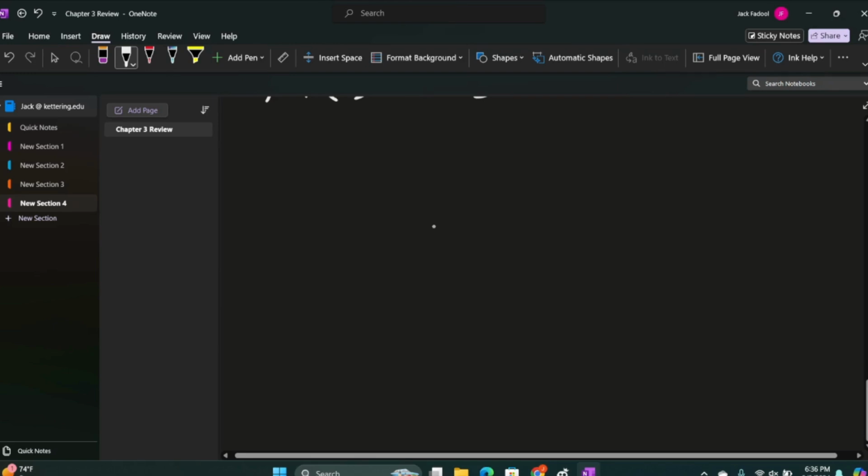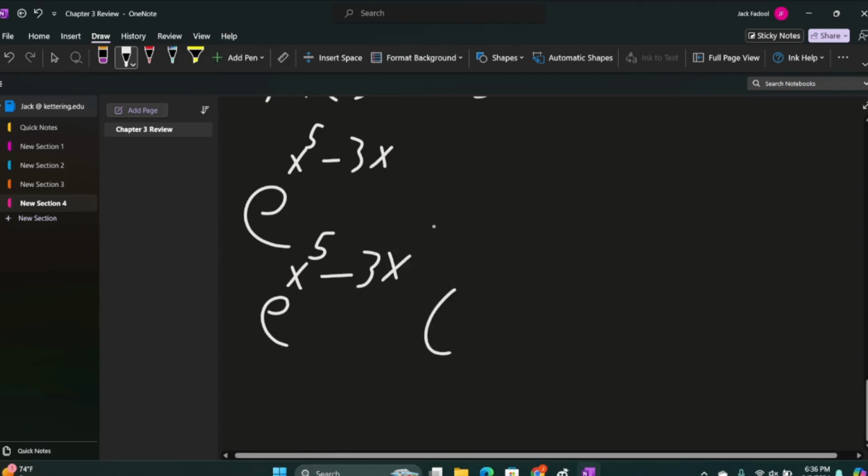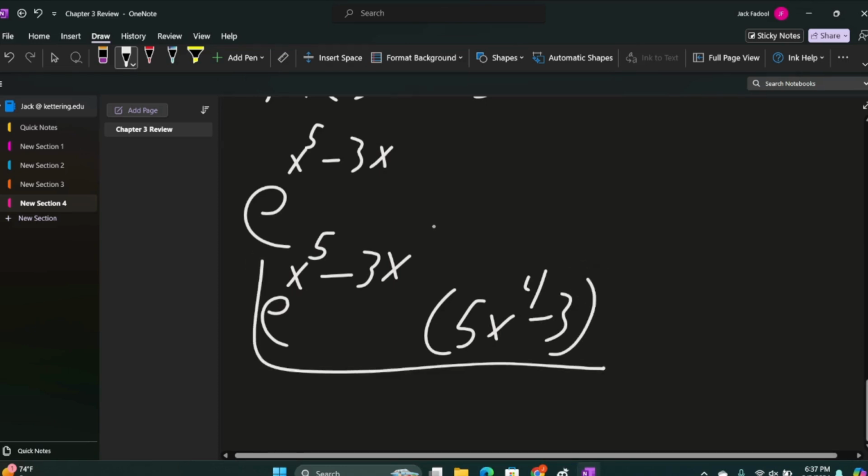And now we'll do an e problem. e to the x to the 5th minus 3x. So for this, we rewrite the original equation that we're given. This is a chain rule problem. This is the derivative.